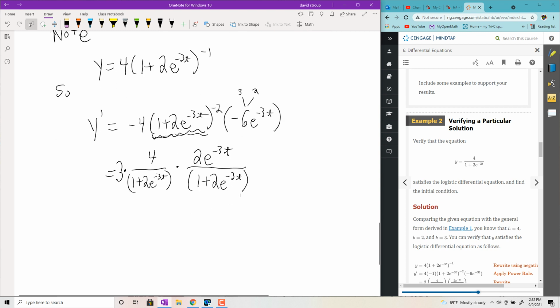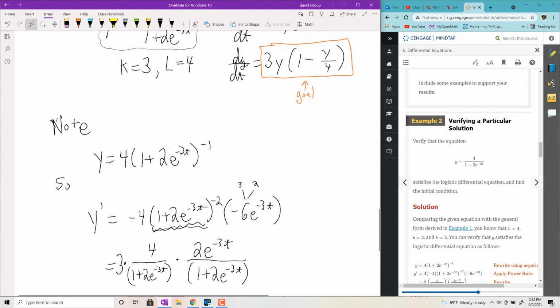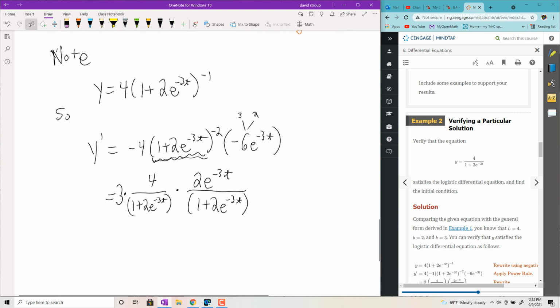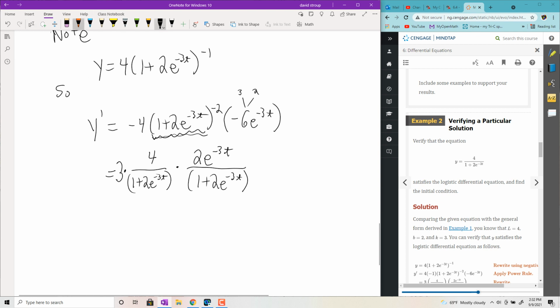Okay. Here you can see we're starting to get it. I need to get this 1 minus y over 4. You could do long division on this thing, but there's another trick you can pull, and that's adding and subtracting 1. So if I add 1, I have the exact same thing as what I got in the denominator. And then I just subtract 1 on top of that to keep everything good. So I end up with 3 times 4 all over 1 plus 2e to the negative 3t.